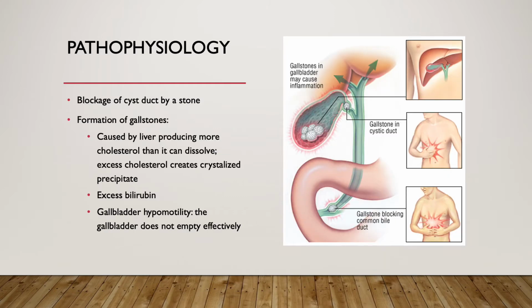And on this next slide, I will be discussing the pathophysiology of cholecystitis. So, as I mentioned earlier, cholecystitis is the blockage of the cystic duct by a stone. And how do these gallstones form? They could be caused by the liver producing more cholesterol than it can take. So, the excess cholesterol makes a crystallized precipitate that sits in the gallbladder. There can also be excess bilirubin, which can also crystallize, and another thing called gallbladder hypomotility, and this is due to the gallbladder not emptying effectively.